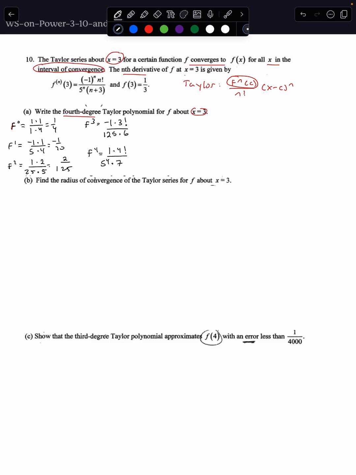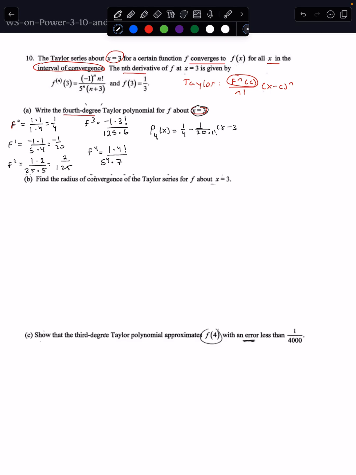So to write our Taylor polynomial of degree 4, centered around x equals 3 again, we're going to get 1/4 minus 1 over 20. Remember, this is over 1 factorial, so I just take that bottom and divide it by 1 factorial, times x minus 3 to the first. The next one, we would get plus 2 over 125. We're going to put that over 2 factorial, so I just divide that by 2 factorial, times x minus 3 squared.